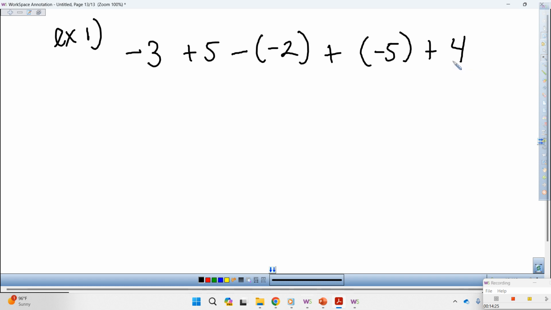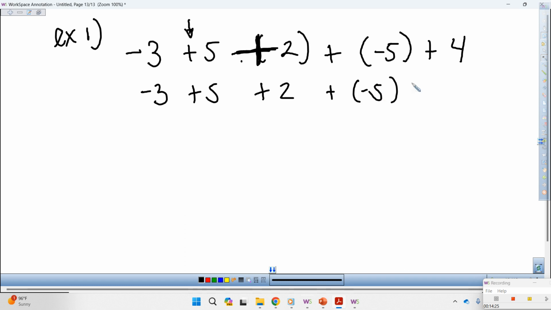Let's do this one together. Let's go from left to right. Since this is a negative, we don't worry about for this one to be a positive because it's by itself. But between the two numbers, is this a positive? Yes. Is this a positive? No. That means we need to change this. Is this a positive? Yes, yes. So now we have negative 3 plus 5 plus 2 plus negative 5 plus 4.